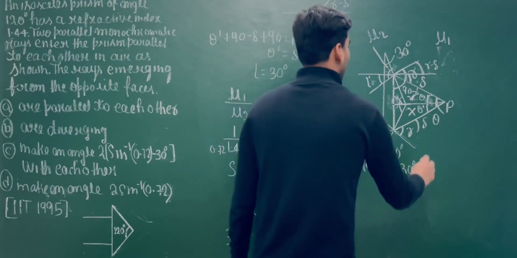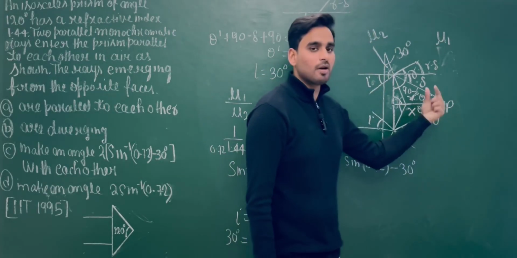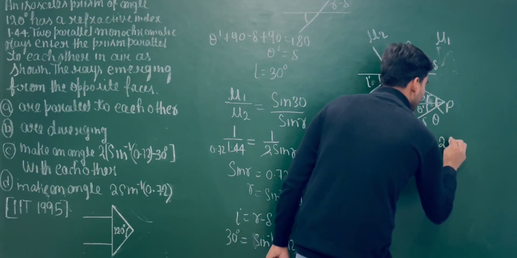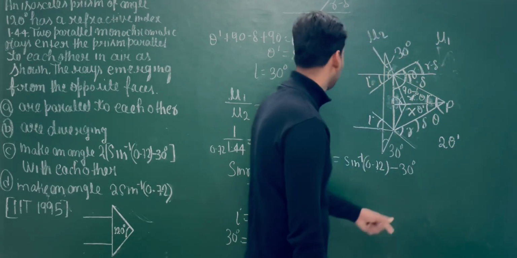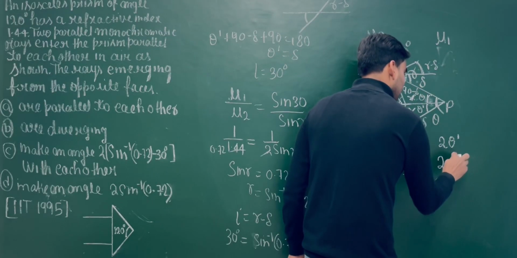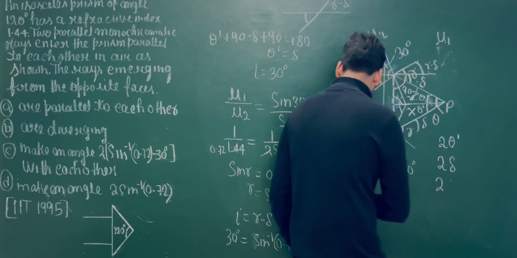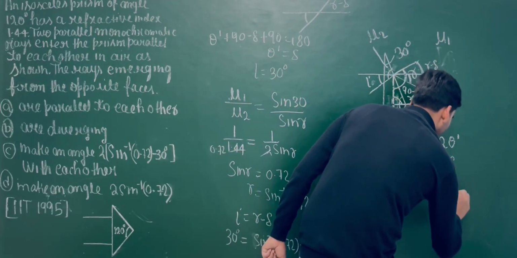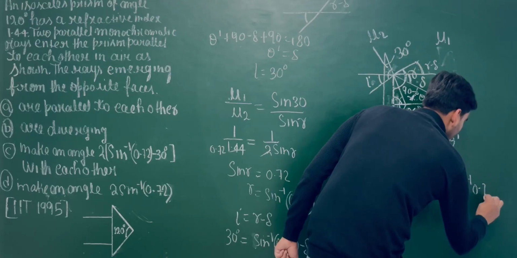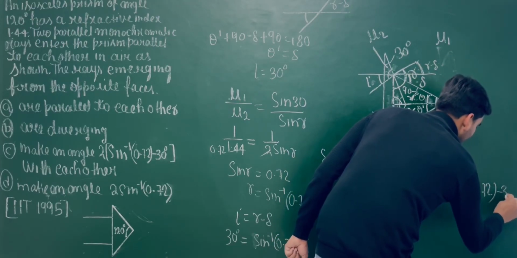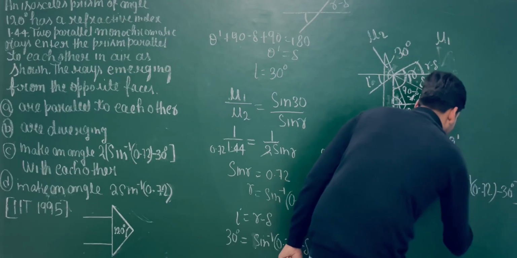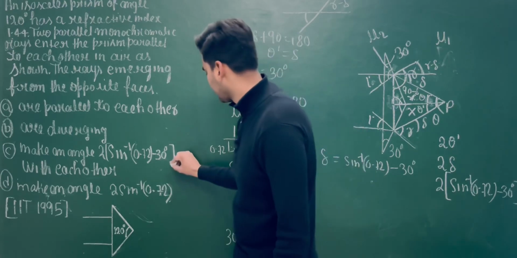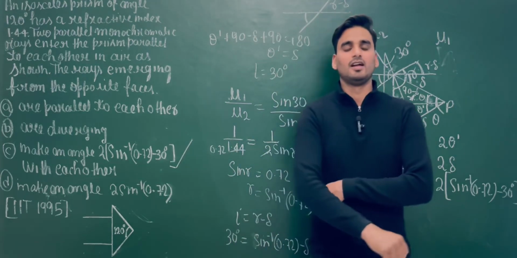So the angle between these two emerging rays is 2 theta dash, and theta dash equals delta, and delta equals sine inverse 0.72 minus 30 degree. So the angle is twice of sine inverse 0.72 minus 30 degree. Hence, option C is correct for this question.